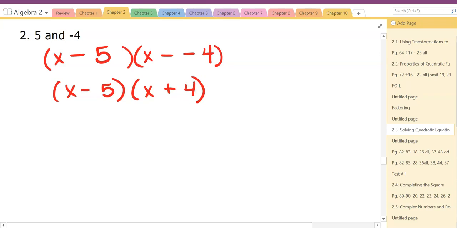And again, if we think about this, if we were to set those each equal to 0, x minus 5 equals 0, we would add 5, and that's how they got positive 5. If I set x plus 4 equal to 0, I subtract 4, and that's how they got the negative 4 up there. So it still is making sense with the roots that they gave me. Now, again, I'm going to FOIL. You guys take a minute and FOIL this out, do that multiplication, and write down what you think the equation should be.